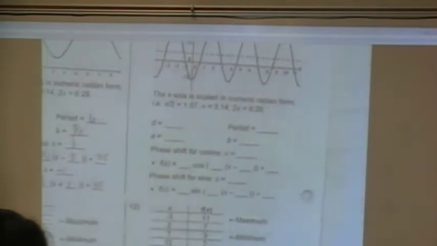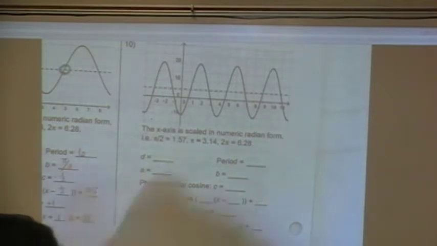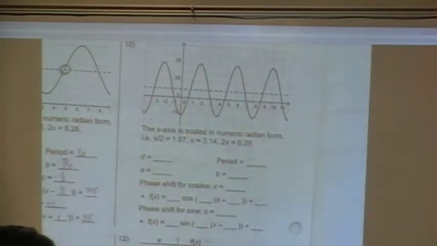Okay, try this one and see what you get. I'll give you a few minutes to fill in, and then I'll do it, and we'll see how close you get.